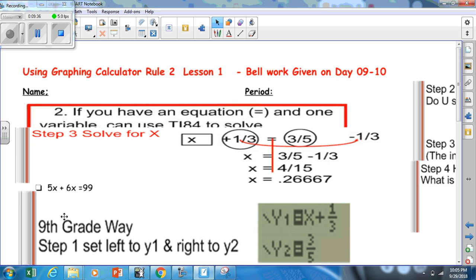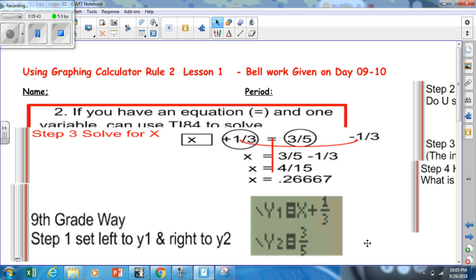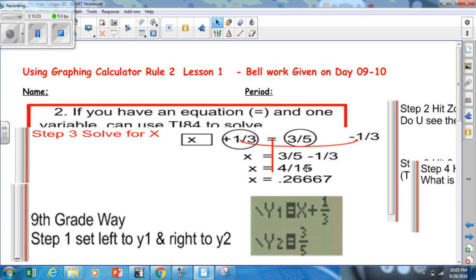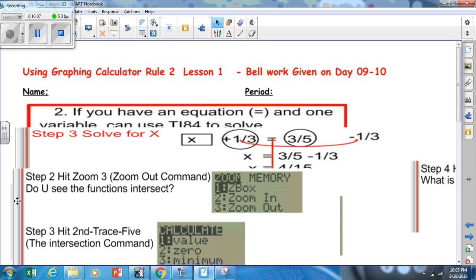All right, using our 9th grade strategies, we take what's on the left side, we put it in our y1 variable. What's on the right side, we put in our y2 variable. In step 2, we hit zoom 3 so we can actually see the function intersect. And we hit second trace 5, so we can actually find the intersection in real time. What does that look like?